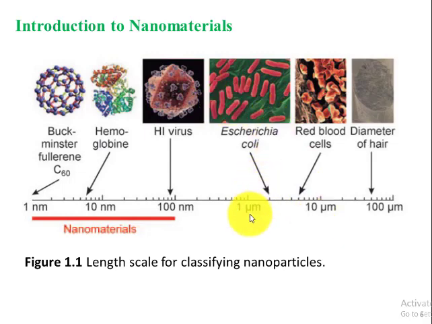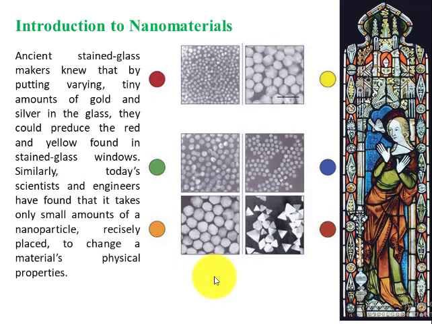Escherichia coli is 1 micrometer in size, and we can see HIV viruses, they are only 100 nanometer. A molecule of hemoglobin is 10 nanometer in size, and Buckminster fullerene, which is a carbon compound, has 60 carbon atoms interconnected forming a cage structure. Its size is 1 nanometer, which I have mentioned on the previous slide. If we compare the diameter of hair to Buckminster fullerene, which is made of 60 carbon atoms and its size is 1 nanometer.